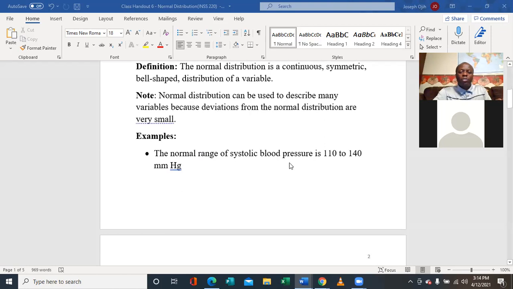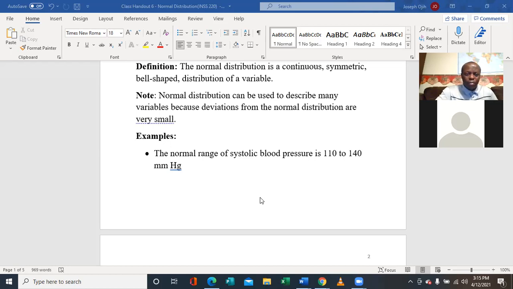The normal range of systolic blood pressure is 110 to 140 millimeters of mercury. If it's above that, it's not normal. Below that, it's not normal either. Below is low blood pressure, and above that is high blood pressure, but this is the normal range. You can fall within this range. It can be 110, 111 to 139, okay? 120 to 137, they're still good, so long as you fall within this normal range.